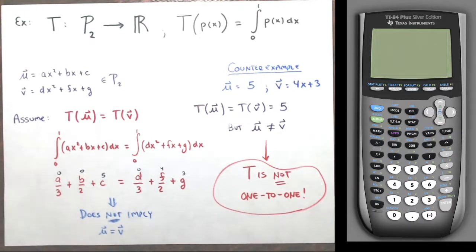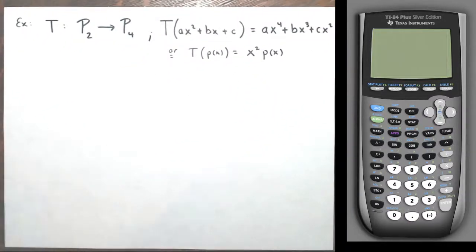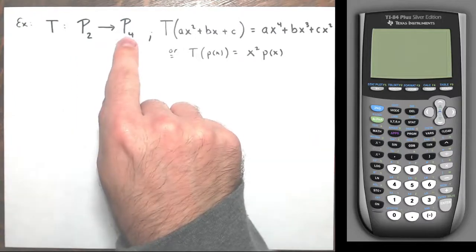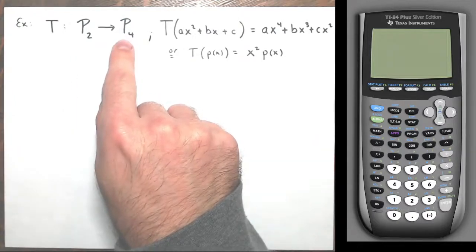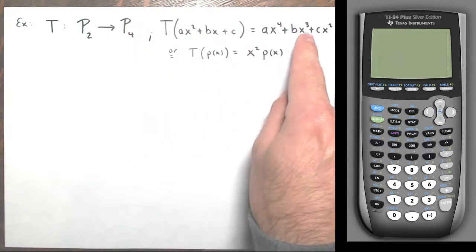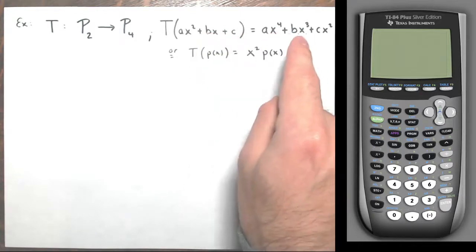Okay, so I've got one more example here before I get into a very important relationship between one-to-oneness and the standard matrix of a linear transformation. So here, we've got a transformation between vector spaces P2 and P4. So these are polynomials of degree 2 or less, and these are polynomials of degree 4 or less. And all the transformation is doing is taking the polynomial of degree 2 or less and multiplying it by x squared. So it takes p of x and multiplies it by x squared, and you can see it up here, see it down here.